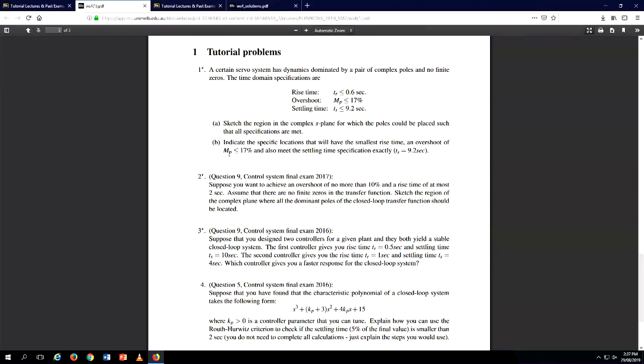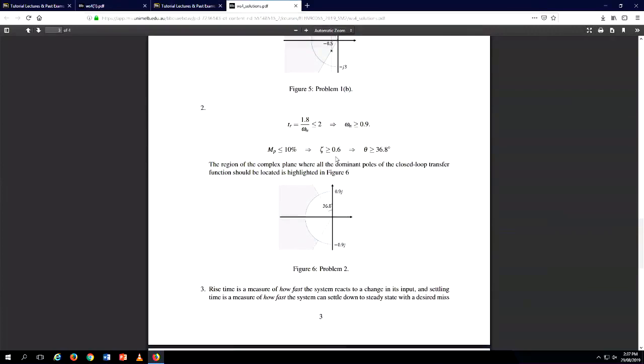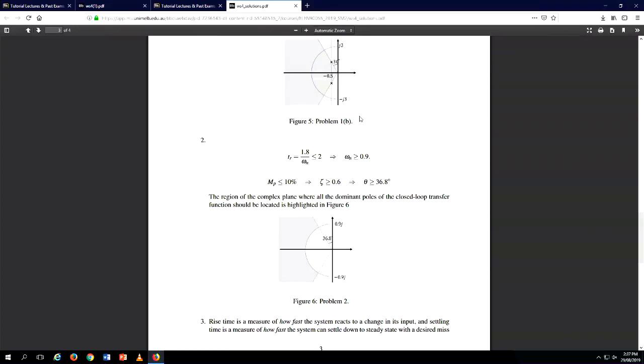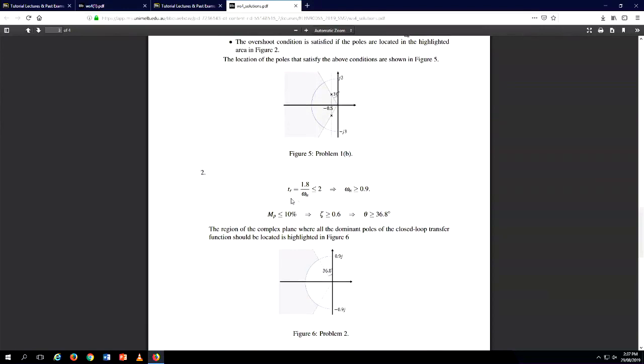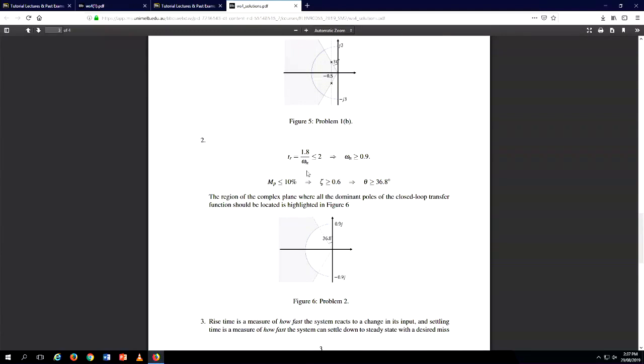And then the second one was saying also meet settling time specifications exactly. So this is the overshoot and settling time. And then it says specific location that will have the smallest rise time, right? So let's look at that. The rise time is related to omega n in this way, right? So basically, if we want to say rise time is, let's say, smaller than 2, then again from this formula we can calculate what the natural frequency should be.